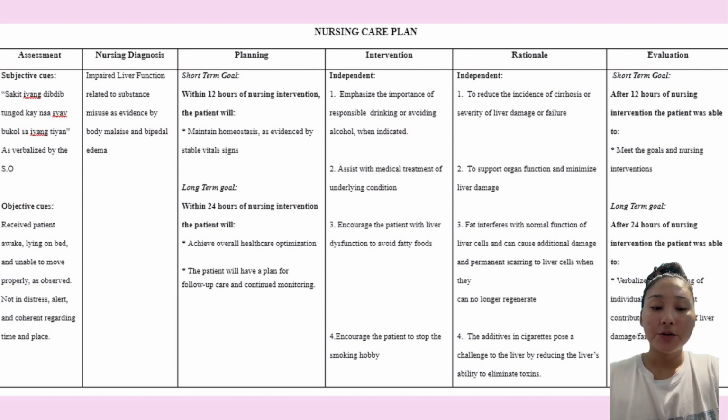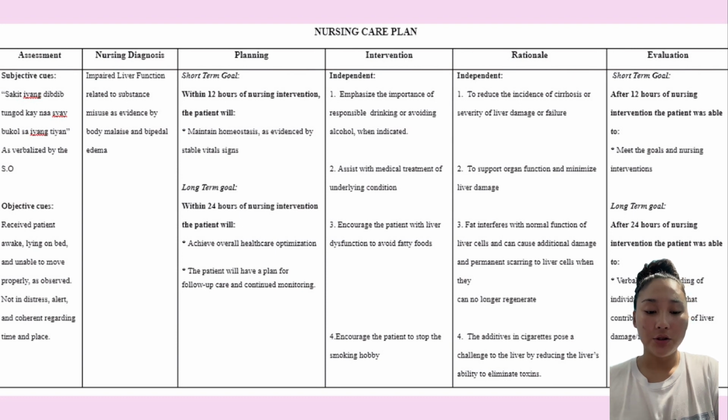Short term: after 12 hours of nursing intervention, the patient was able to meet the goals of the nursing interventions. And for the long-term goal: after 24 hours of nursing intervention, the patient was able to verbalize understanding of individual risk factors that contribute to the possibility of liver damage or failure.